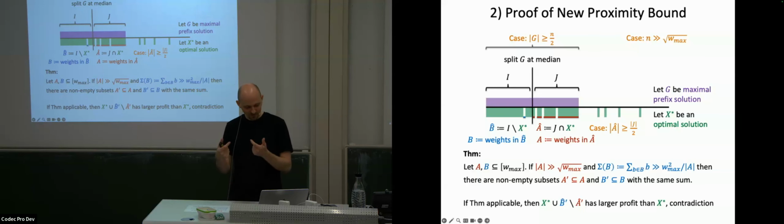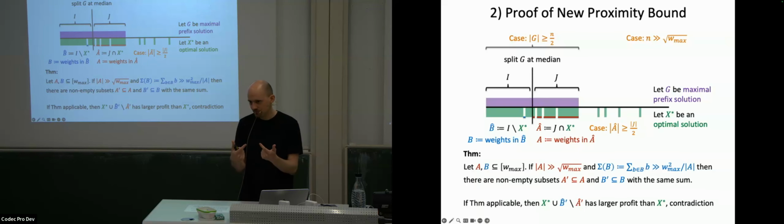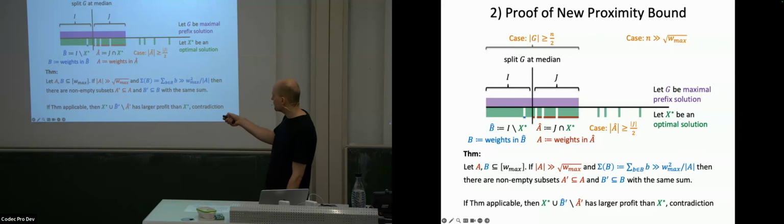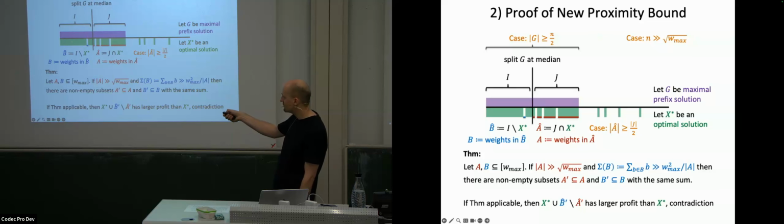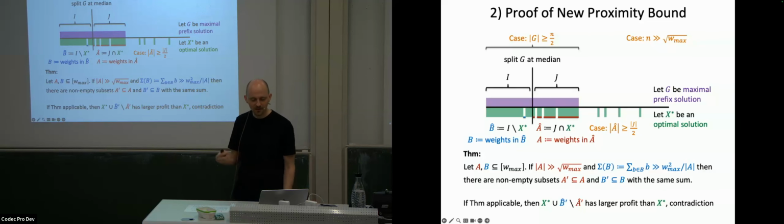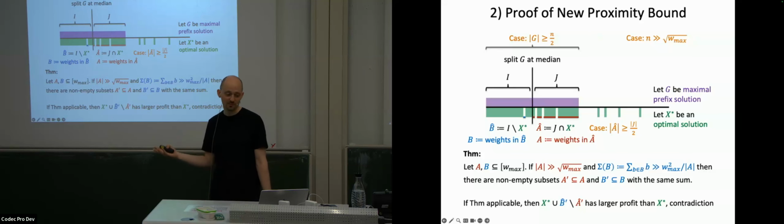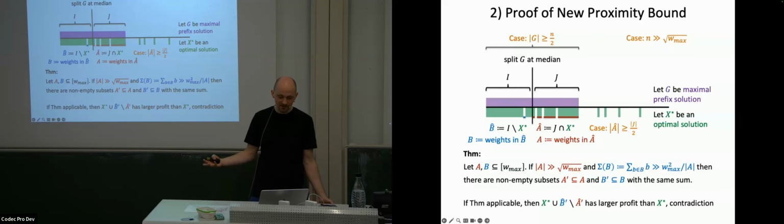So that means when I go back to B hat and A hat, I would find two sets of items with the same total weight. They have the same total weight, then I can exchange them. I can add one to X, remove the other from X. I don't change the total weight, so it's still a feasible solution. And what I add is from the left part, what I remove is from the right part. So those items here have higher profit to weight ratio, those have smaller profit to weight ratio. So I'm really increasing the profit. So that would contradict X star being an optimal solution. So it cannot be that this theorem is applicable, because this would contradict optimality of X star.